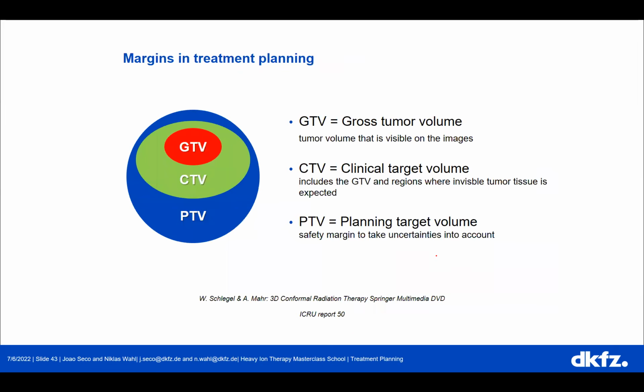So we have to deal with these uncertainties, and what physicists do is expand the margin. The doctor is responsible for always defining the gross tumor and the clinical target. This is the clinician's responsibility. The doctor has to do this. And the physicist is responsible for adding this additional margin to account for uncertainty. This is the physics responsibility.